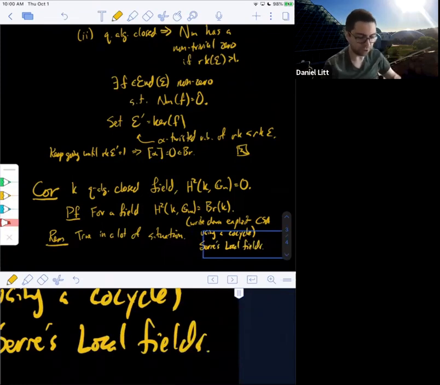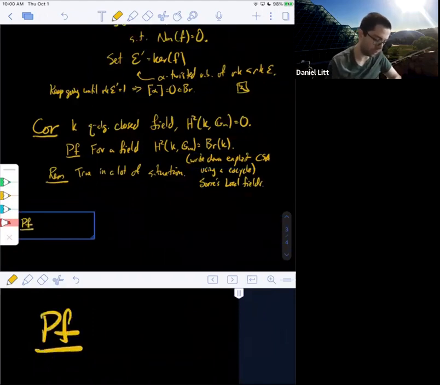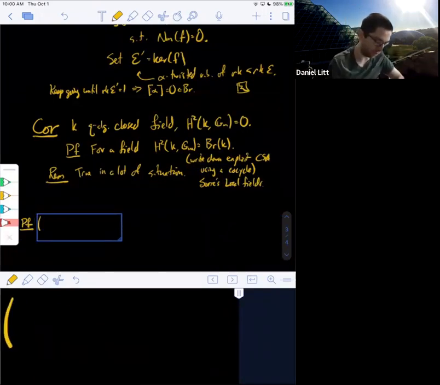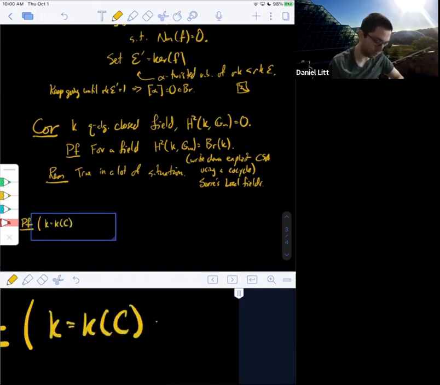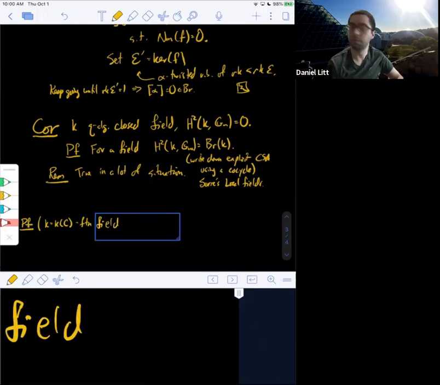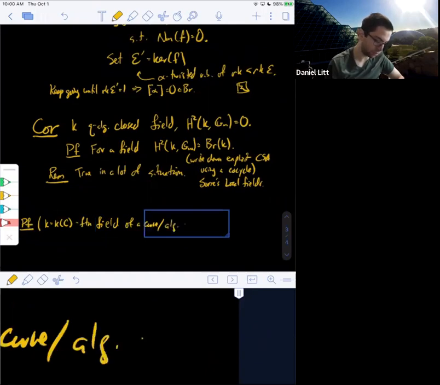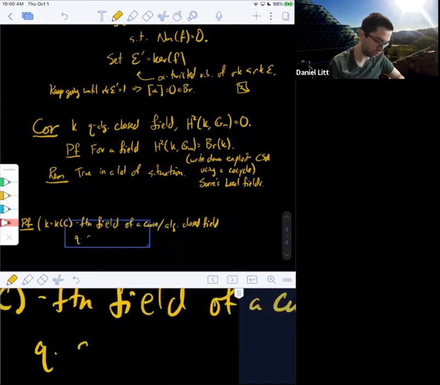Okay, so we've now, assuming we can produce some quasi-algebraically closed fields, produced some examples of fields with trivial Brauer group. So now I want to give you a proof that certain fields are actually quasi-algebraically closed. The key example where I'm going to give you a proof is if K is K of C, the function field of a curve over an algebraically closed field. I'm going to prove that this is quasi-algebraically closed.